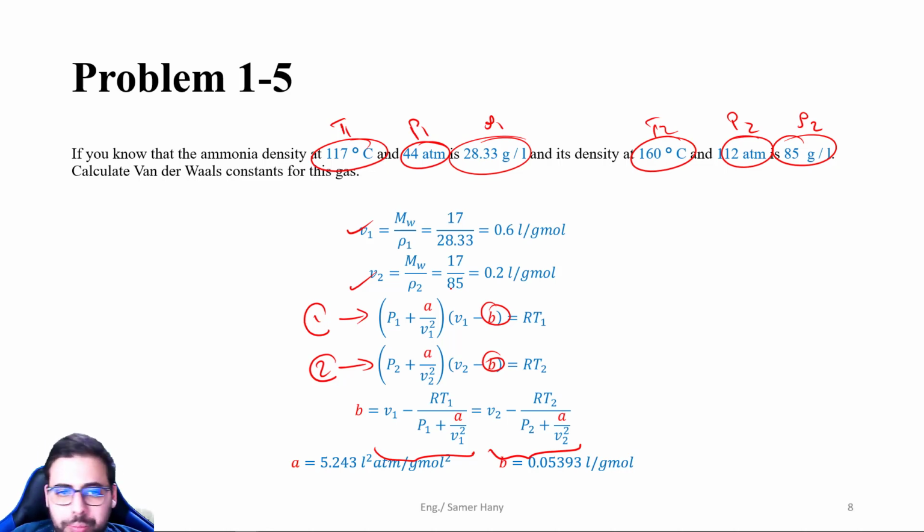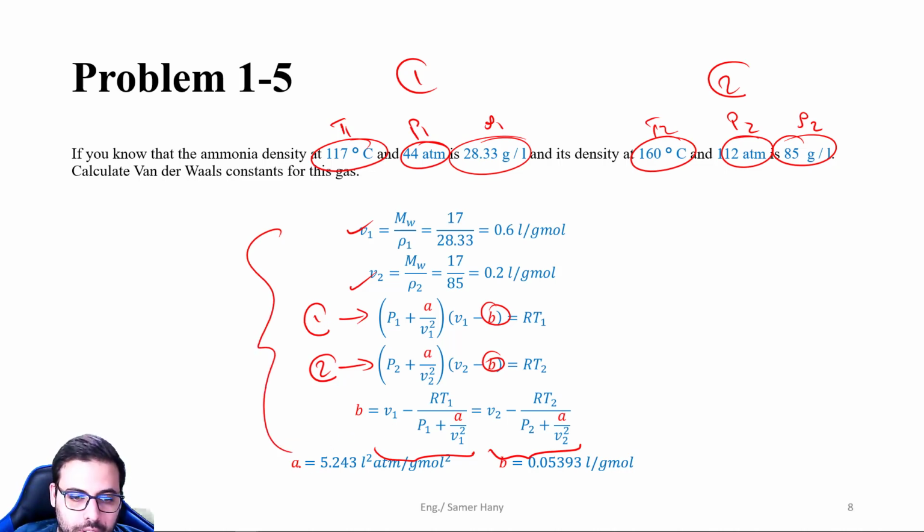So this is actually an experiment that we can do to figure out the constants for different gases if we're tabulating the different parameters for the different gases. We can get a gas in the lab, change the temperature and pressure, and measure the density. Once we get two different conditions for the same gas, conditions 1 and conditions 2, we can do this simple calculation to figure out the van der Waals parameters for this gas.